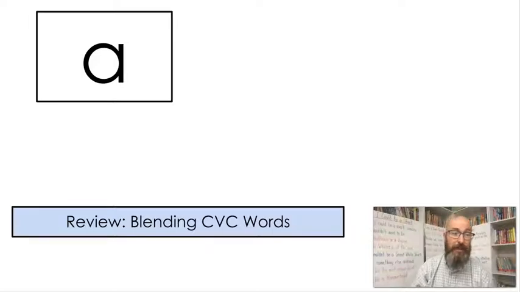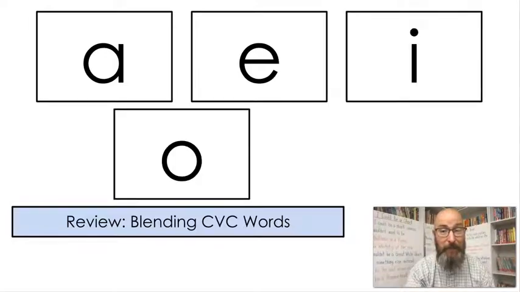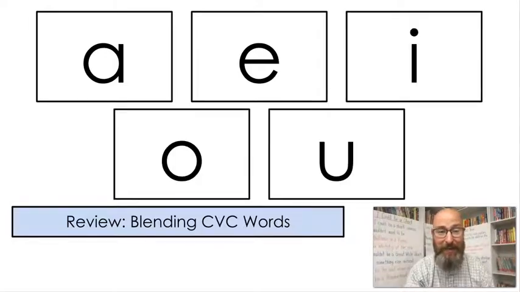So first, let's go over what are vowels. We have A, E, I, O, U. And do you remember what the sounds are? Let's make the sounds this time. A, E, I, O. And those are the sounds.